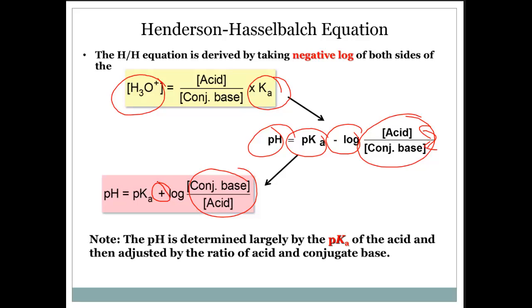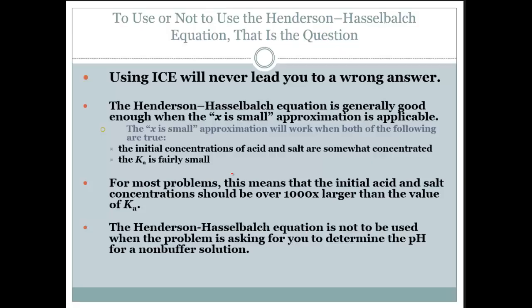And so that's how you get the pH is equal to the pKa plus the log of the conjugate base over the acid. Note that the pH is determined largely by the pKa of the acid and then adjusted by the ratio of the acid to the conjugate base. The pKa and then the ratio. Using ICE will never lead you to the wrong answer. It'll give you the right answer if you use it. The Henderson-Hasselbalch equation is just a simpler way of going about it.